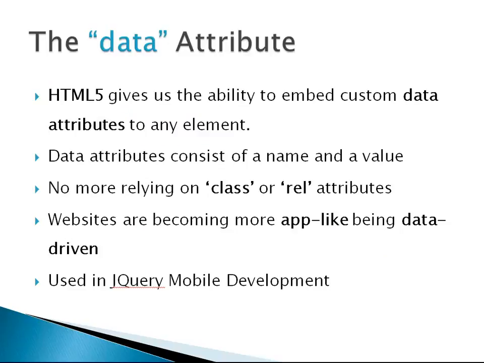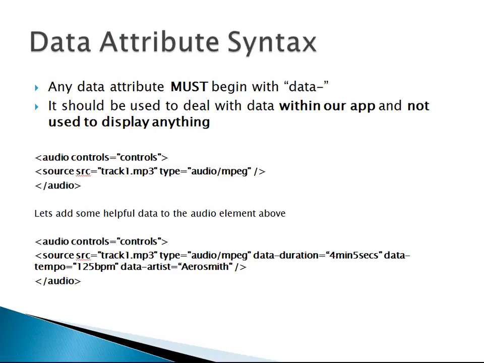Alright, so the data attribute is something that's new to HTML5 and mobile development, and it gives us the ability to embed custom data attributes into any element. Data attributes consist of a name and a value. We don't have to rely on class or rel attributes to be data specific. Websites are becoming more app-like, and they're being data driven. And this is used a lot in jQuery mobile development, which we'll be looking at.